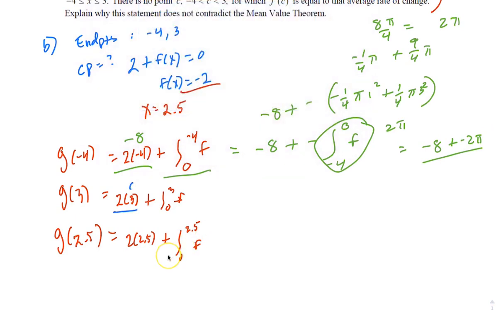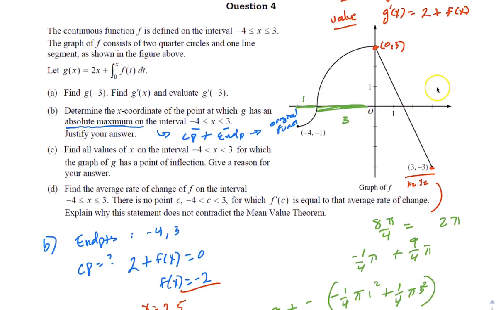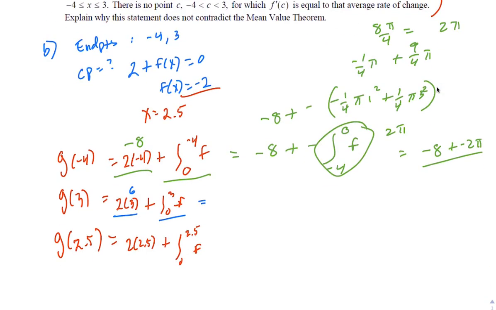2 times 3 is 6. And now I gotta find the area from 0 to 3 of f of x. So the area from 0 to 3. Now it looks like it's gonna be 0, but let's just double check real quick. Right, so this is 1.5, this is 1.5, this is 3 high, and this is 3 low. So yep, they're both the same, so they are gonna cancel each other out. So this is just 0, so I get 6 right there.